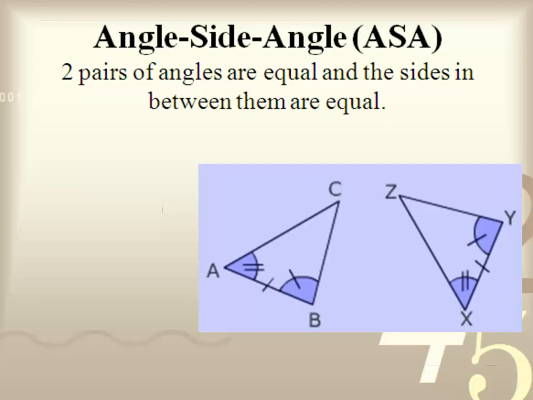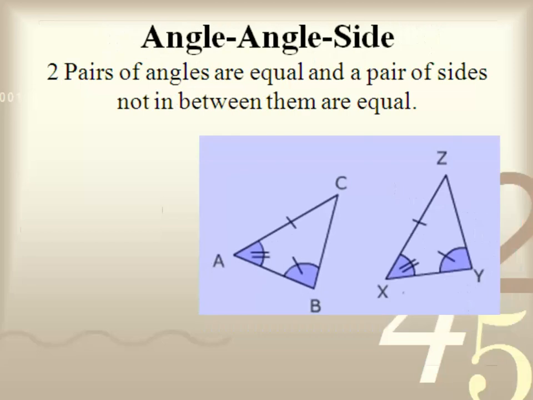Our next 2 are pretty similar. This one is called angle, side, angle. Here we have 2 pairs of angles that are equal, and once again, it's the sides in between them, or included, that are equal. You can think about going just in order that one touches the next, touches the next. So first we have angle, touches a side, that side touches the next marked angle. That's ASA.